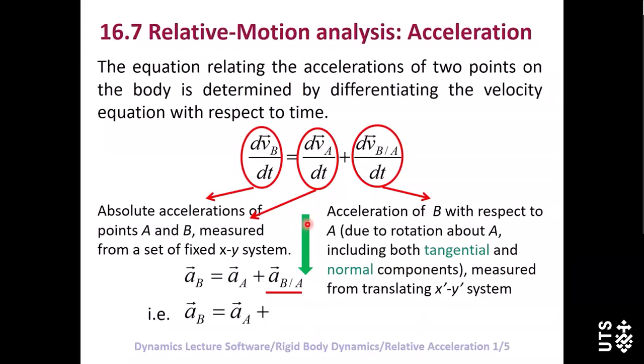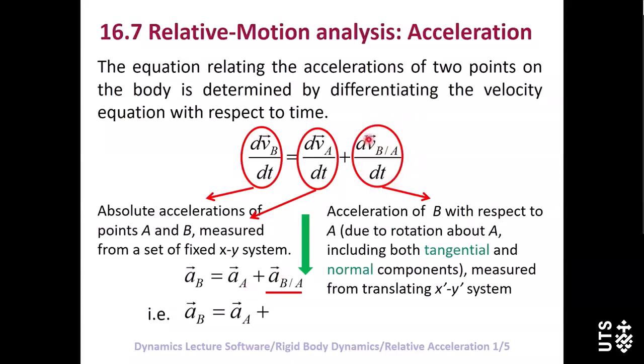Okay, next, if we can do a second time derivative on both sides. On the left side, it will be dVB/dt, and this will give us AB, the acceleration of point B. On the right side, the first item dVA/dt will give us AA, and this will be the acceleration of point A.